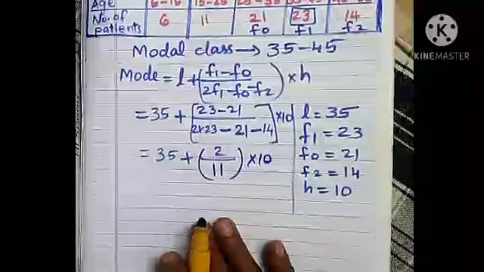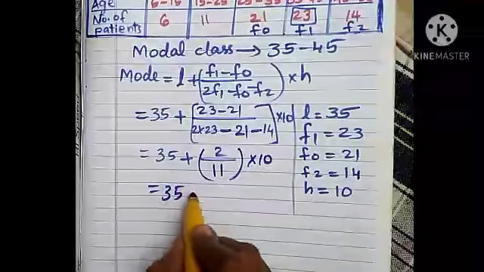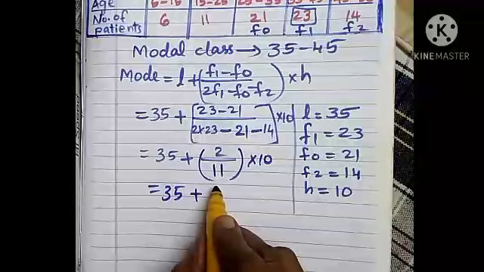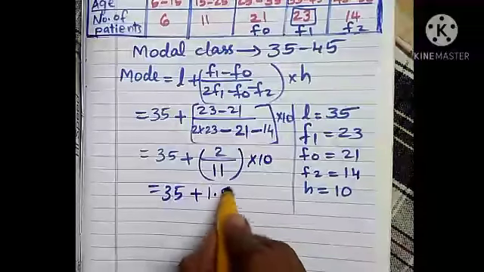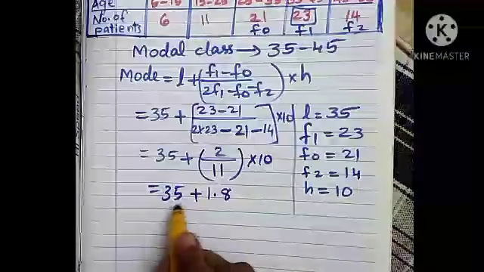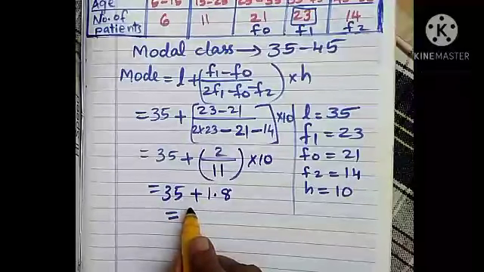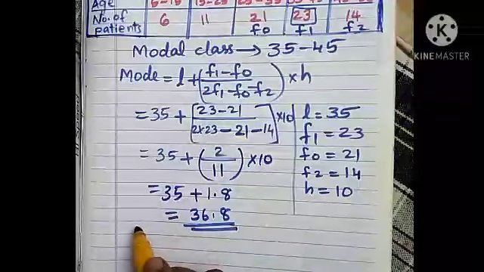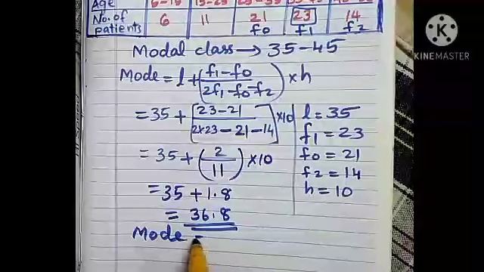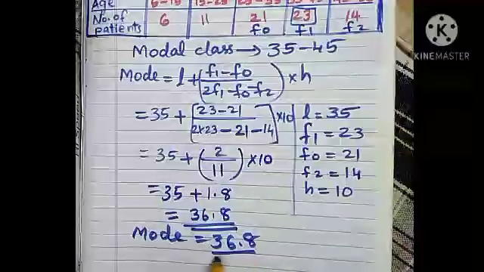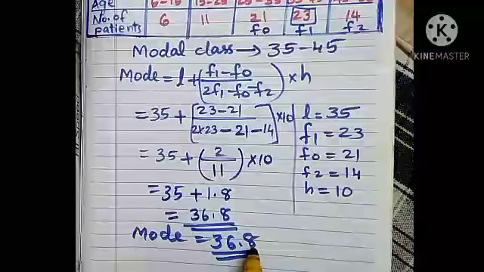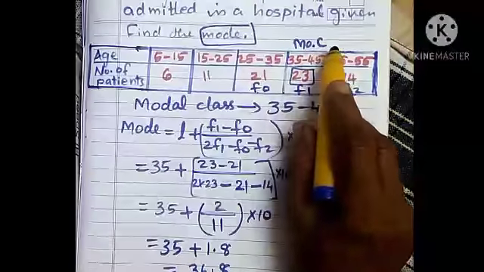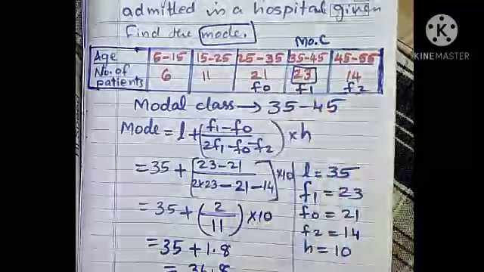Clear? Next, that is equal to 35 plus 2 into 10, 20. 20 by 11 means it is 1.8. Okay. So 35 plus 1.8 means it is 36.8. So mode equal to 36.8. So it is a value which is lying between 35 and 45, which is the model class. Okay. Can you understand?